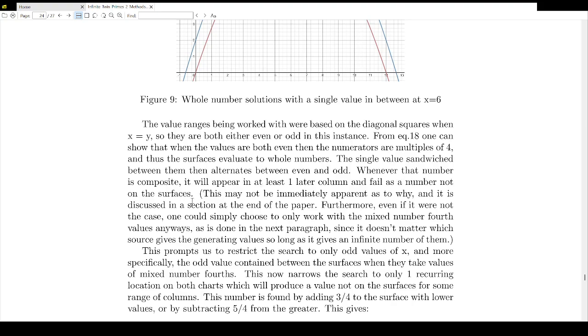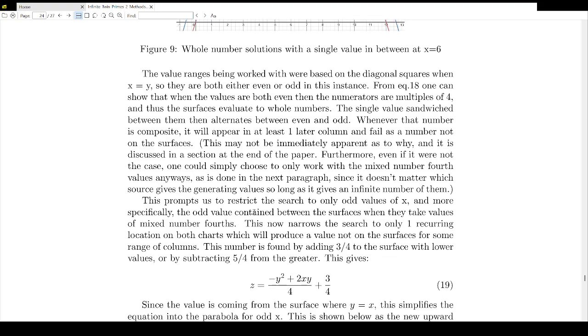Whenever that number is composite, the number that you get in that result will appear in at least one later column and fail as a number not on the surfaces. This prompts us to restrict the search to only odd values of x. And more specifically, oh yeah, I'm kind of remembering what I did here now.